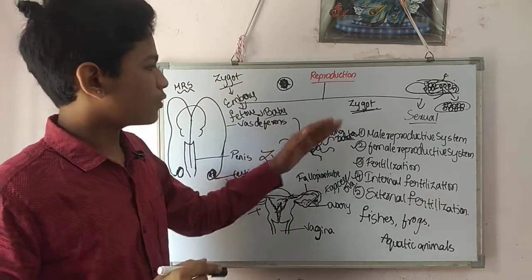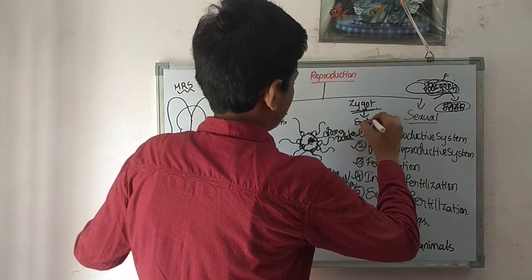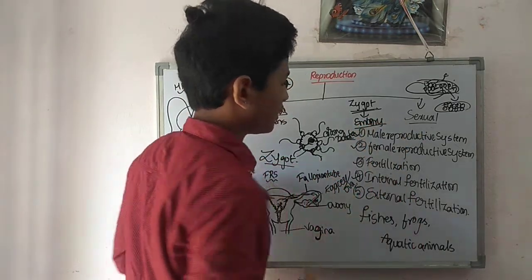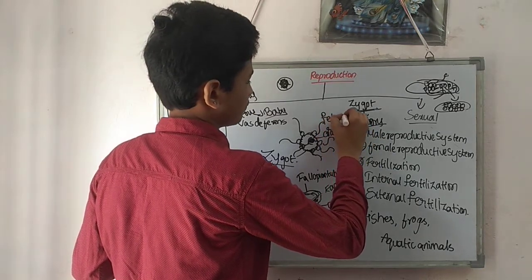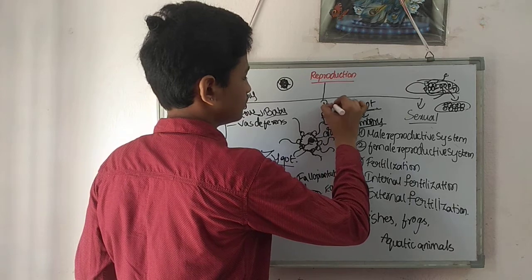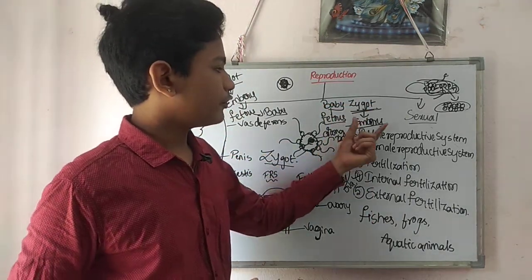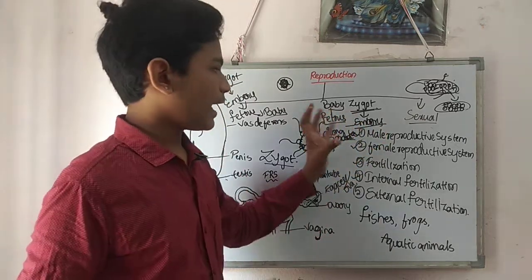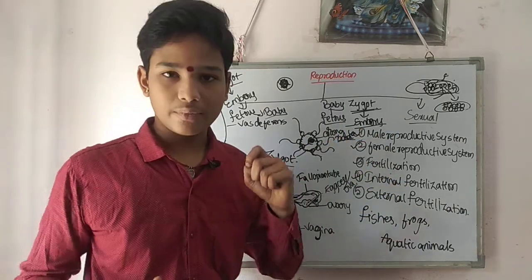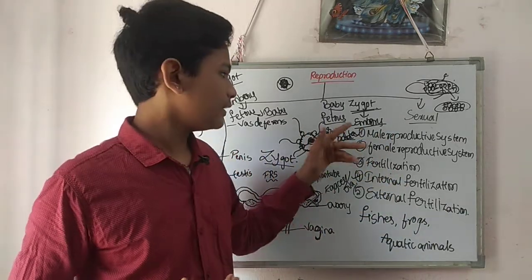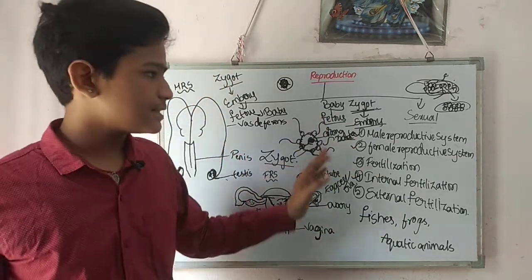After this, the zygote turns into an embryo. After that, the fetus. After that, the baby. This is the flow chart. If we can see the hands or legs of the baby, it is called an embryo. After it gets divided further, it is called a fetus. Finally, in the 9th month, we can see the baby. This is the flow chart.